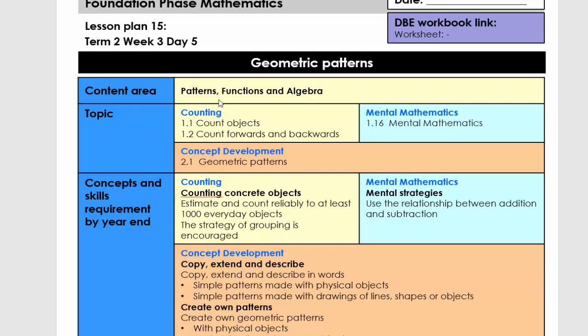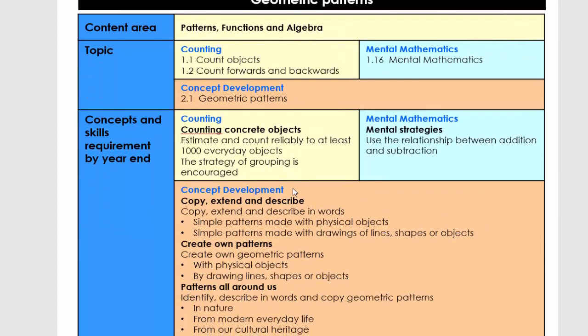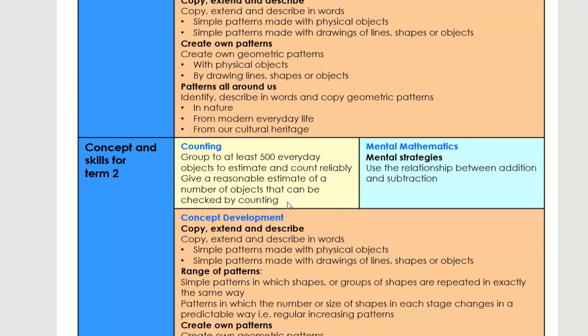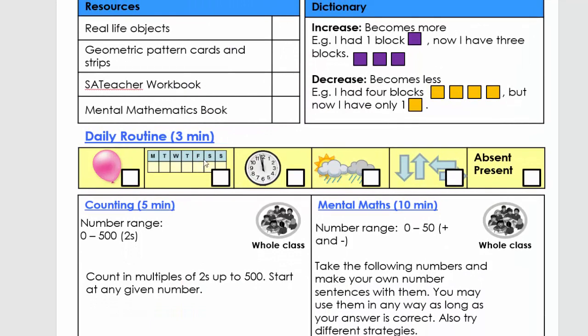Good day, everybody. Today we're going to do lesson plan 15, grade 3, term 2, and our topic is geometric patterns. So we're going to scroll down and look at the link to the CAPS curriculum. Then we're going to scroll on and pause here, and you're going to look at the resources and the dictionary. You're going to tick off the resources that you need and look at the dictionary to increase your knowledge as a parent or as a teacher.